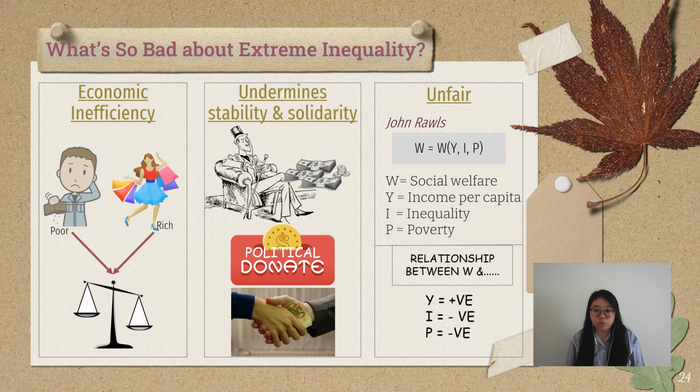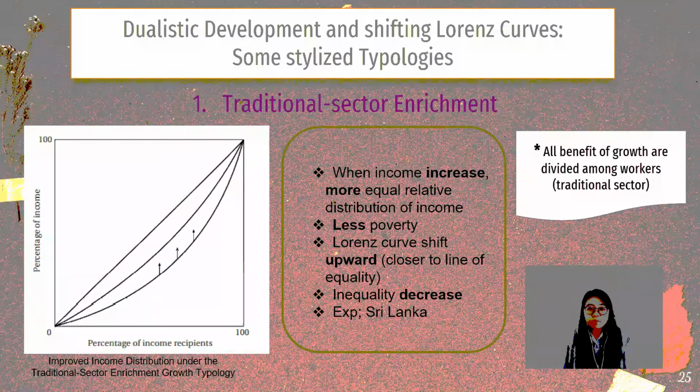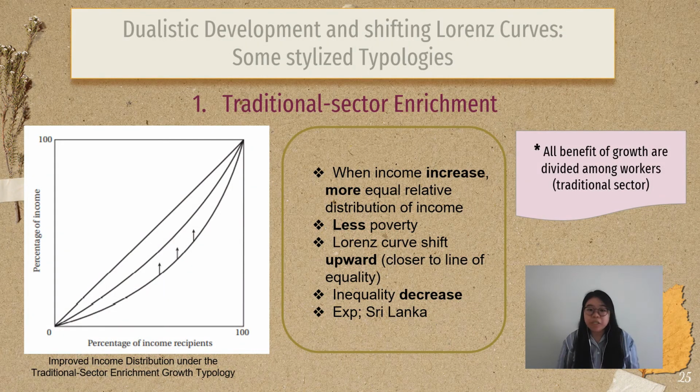According to John Rawls, we can make a function for welfare, where I and P are components that have their distinct significance, and we need to consider all three elements to achieve an overall assessment of welfare in developing countries. Next, Gary Fields used the Lorenz curve to analyze three limiting cases of dualistic development. First is the traditional sector enrichment typology. Growth results in higher income, a more equal relative distribution of income, and less poverty. This causes the Lorenz curve to shift uniformly upward and closer toward the line of equality, so inequality decreases.